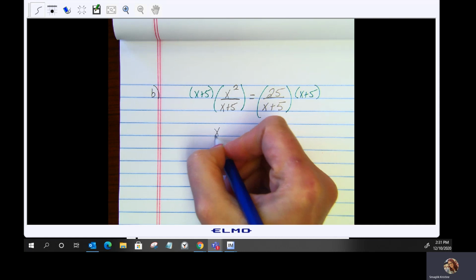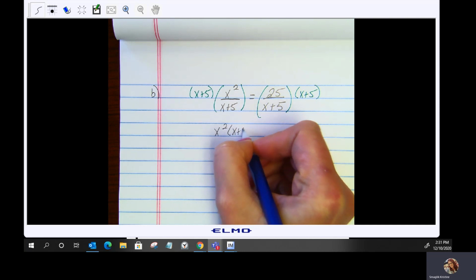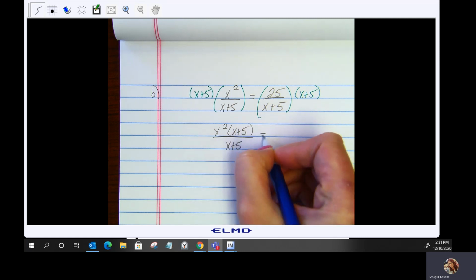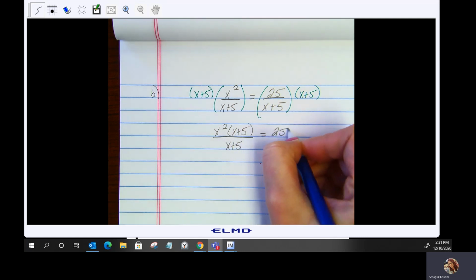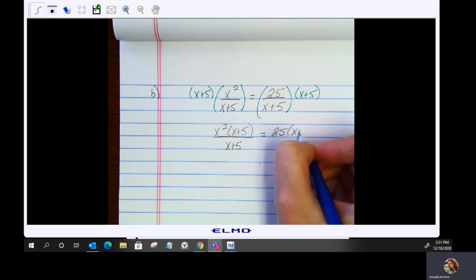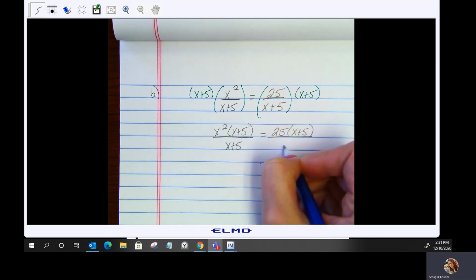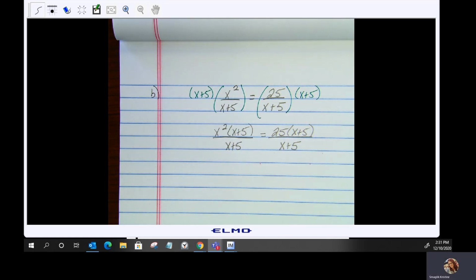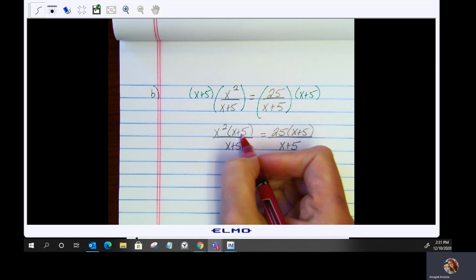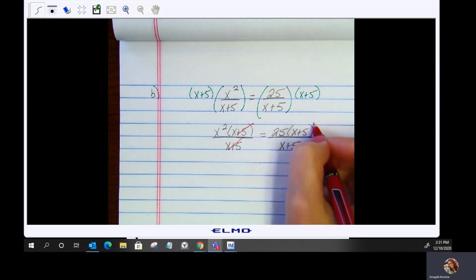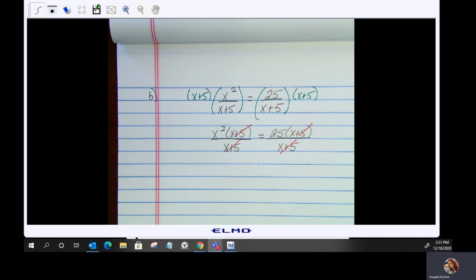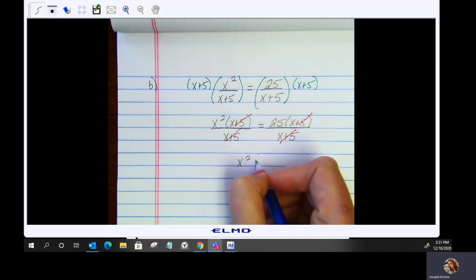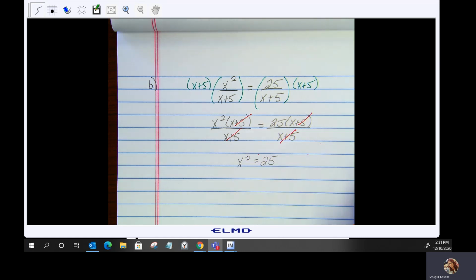And we're going to get x squared times x plus 5 all over x plus 5 equals 25 times x plus 5 all over x plus 5. I can reduce out the x plus 5s. And I'm left with x squared equals 25.